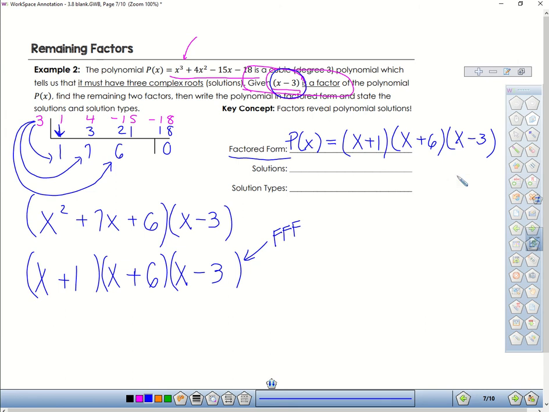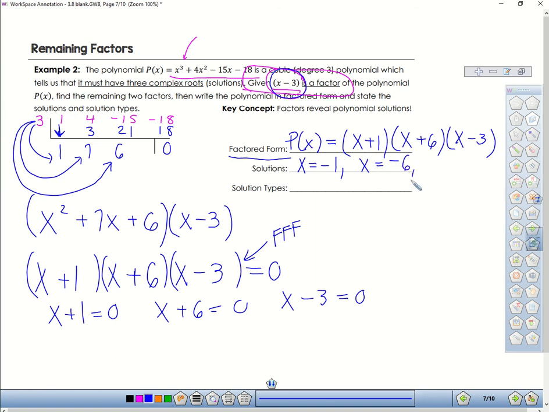Can anybody tell me how we could find the solutions here? We could set each of these equal to 0. Now, these are pretty easy to solve in your head, right? You guys know what the zeros would be if I set each of these equal to 0? Yeah. So x would be equal to negative 1, x would be equal to negative 6, and x would be equal to 3. So you're always going to change the signs. When you go from factor to 0, the signs always flip. Make sense?